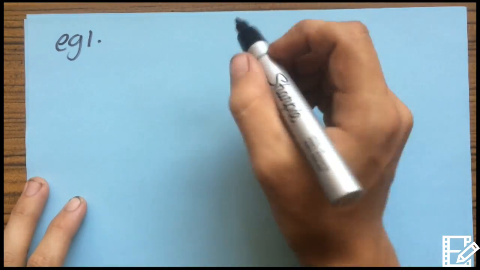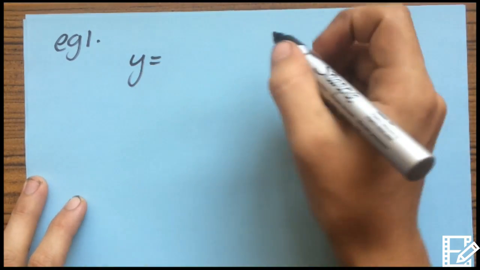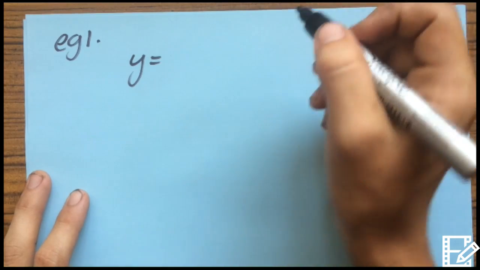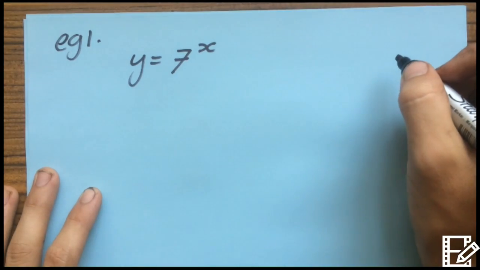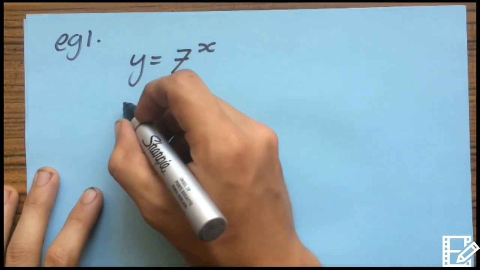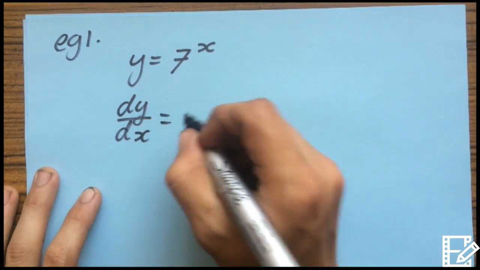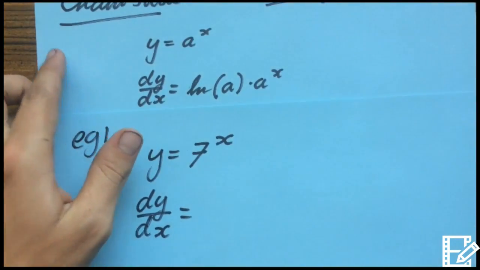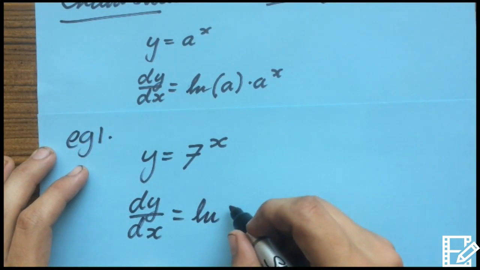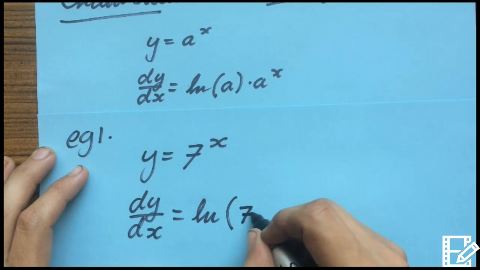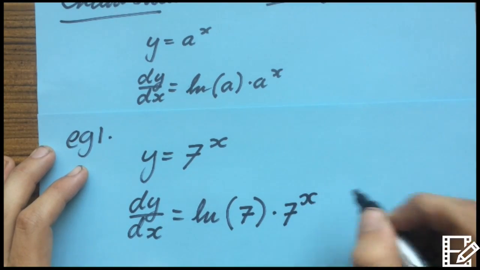So, this won't be the chain rule. I'll just show you what I mean when you're deriving a number to the power of x. So let's say 7 to the power of x. The derivative, just like in this rule before, we write natural logarithm, that number, multiplied by that number to the power of x.